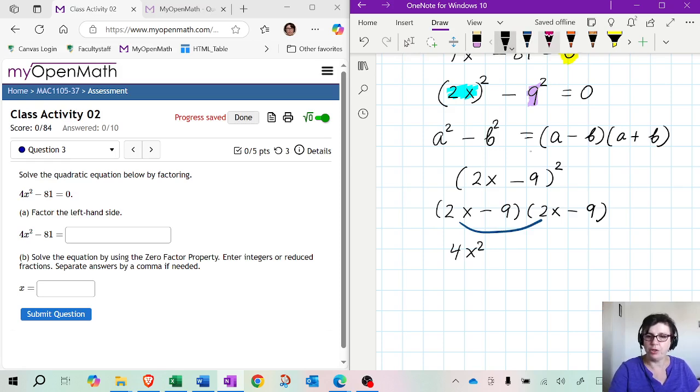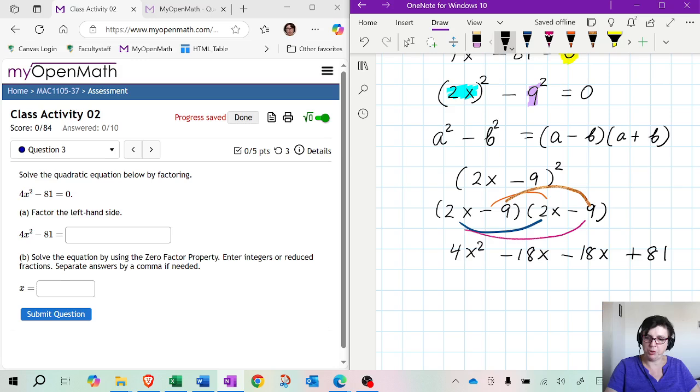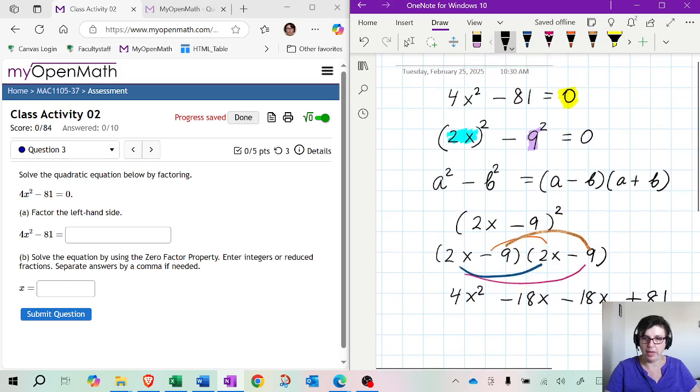Well, that's so far so good. Then we got 2x times negative 9. That's negative 18x. Then we get negative 9 times 2x. That's another negative 18x. And then we got this one, negative 9 times negative 9. That's actually positive 81. So nothing here works because, first of all, we get the positive 81, not a negative 81. And also these two guys don't cancel. That's negative 36x. So this is not correct.